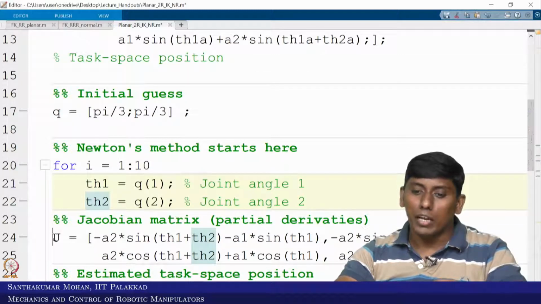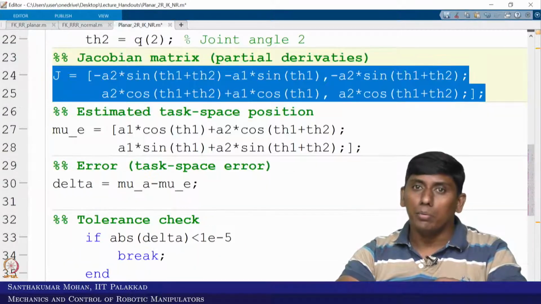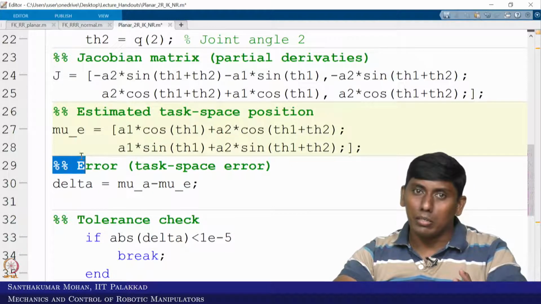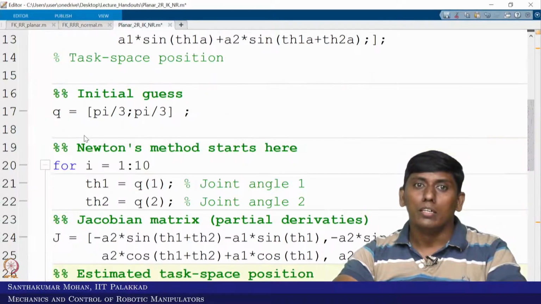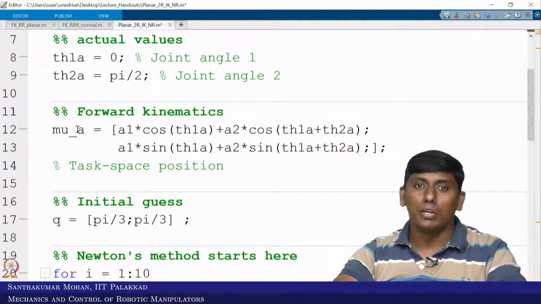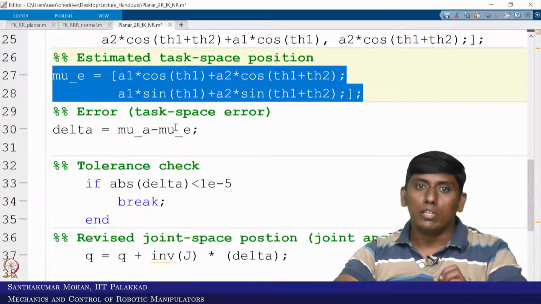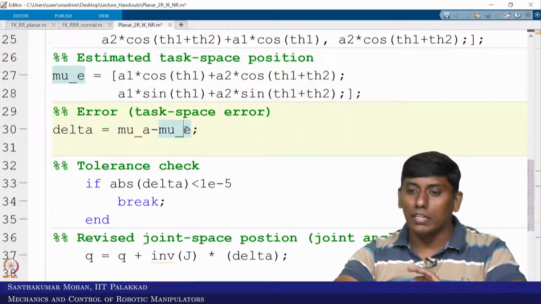Then I have already derived the partial derivatives, that is, the Jacobian matrix. So this Jacobian matrix I have derived. After that I know the forward kinematic relation, which will give the mu estimated. Okay. So mu underscore e is mu estimated, and mu underscore a is the actual mu. So now mu underscore a minus mu underscore e is your delta mu. That is what I have written as delta. So delta is actual minus estimated.